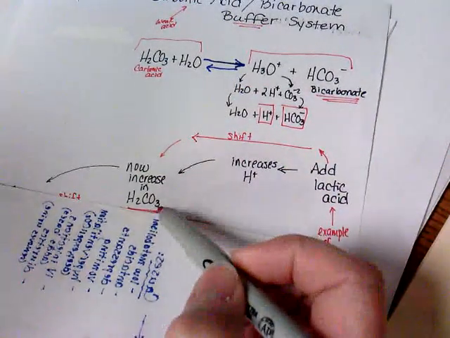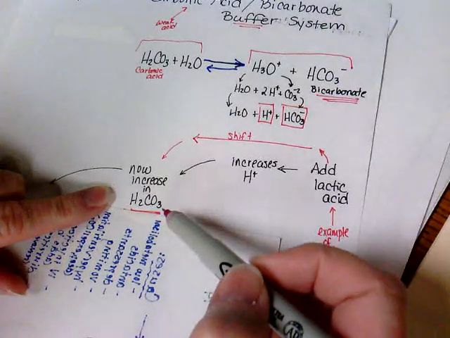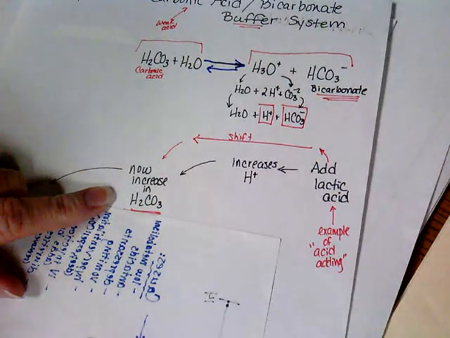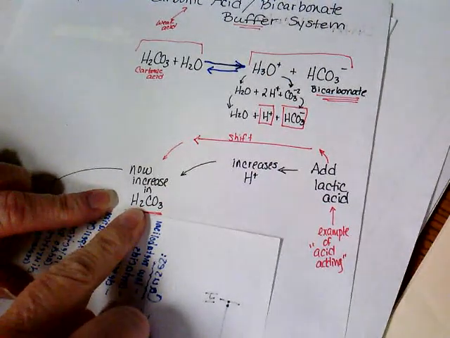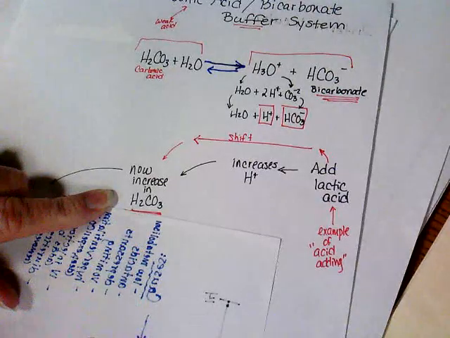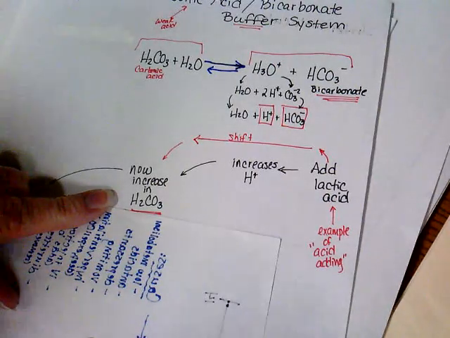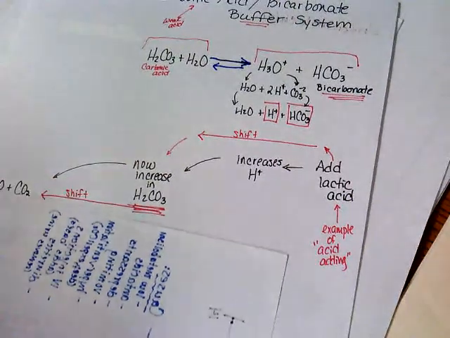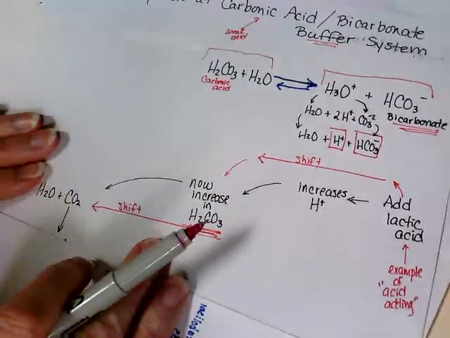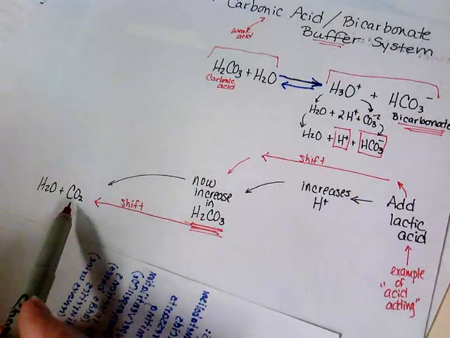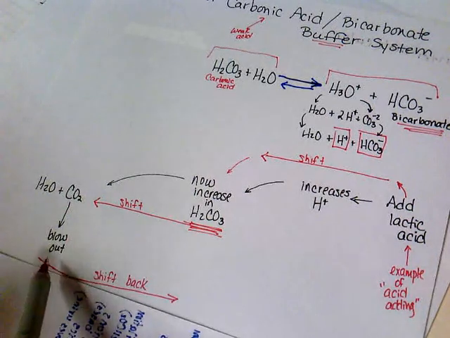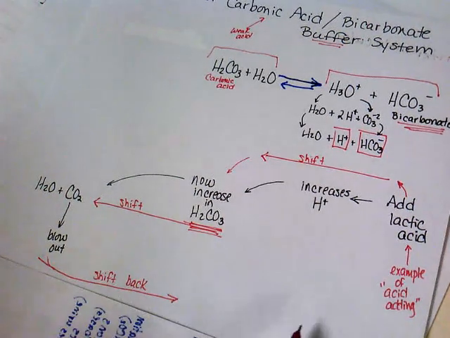So now when we have this increase in carbonic acid, well, it's like soda water. If you open up a soda, what happens? Well, it fizzes, right? So when you get too much carbonic acid in your blood, you actually start fizzing. That carbonic acid will decompose, check this out, to water and carbon dioxide. And you will literally bubble carbon dioxide out of your blood. Blow that out, and the whole shift goes back again.